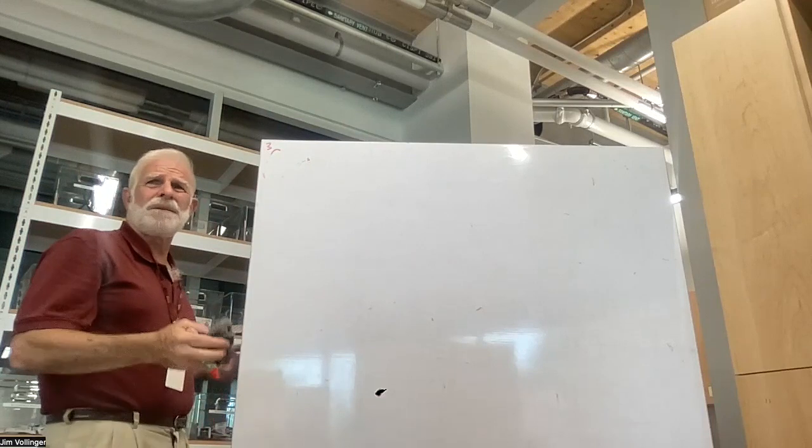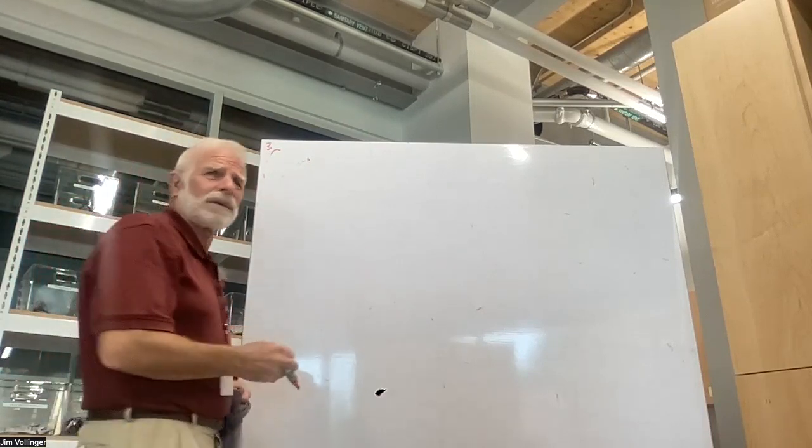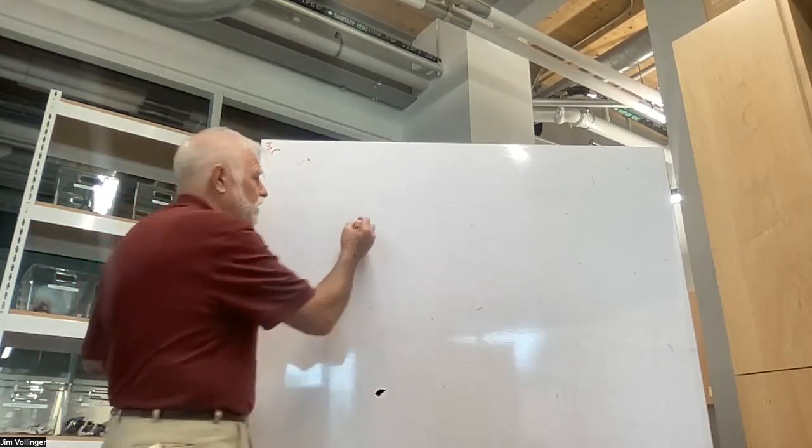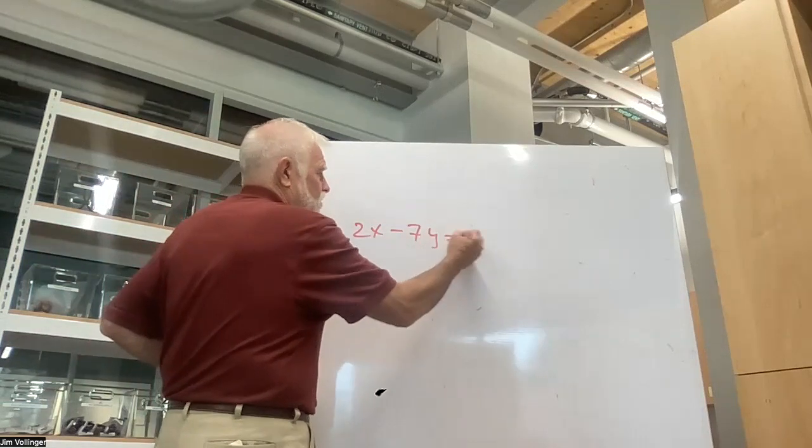So name it. I don't know what I'm naming. The inverse? Maybe I want the inverse. I don't know what I asked you. Anyway, we'll end with the perpendicular. 2x minus 7y equals 28.